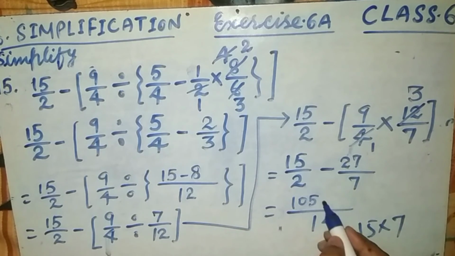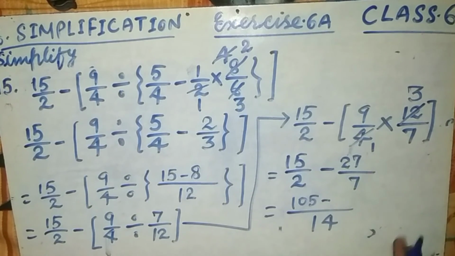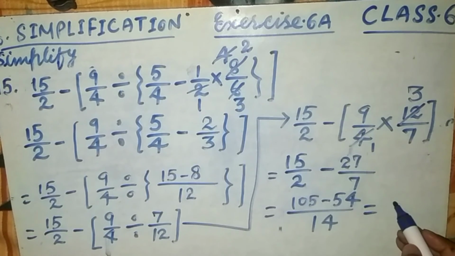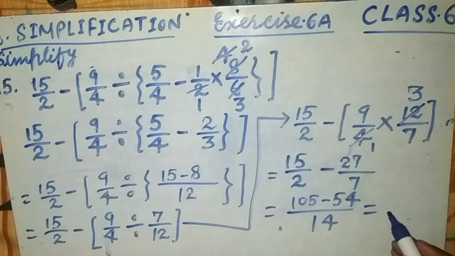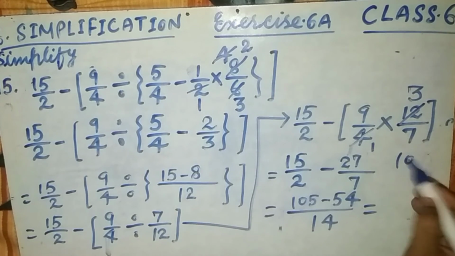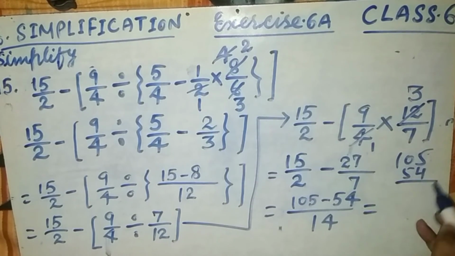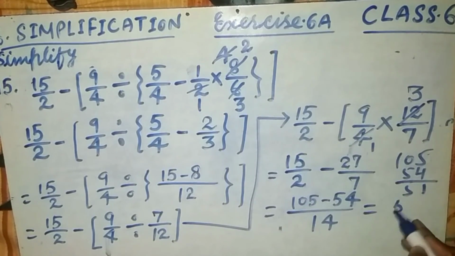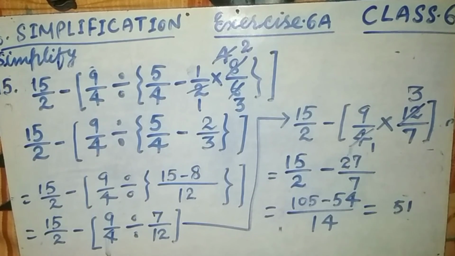105. Here is the minus. Write the minus. Now divide this 14 by 7, 2. 2 multiplied by 27, 54. Okay. Now subtract. This is 105 minus 54. This is 51. 51 divided by, now see friends, divide 51 by 14.